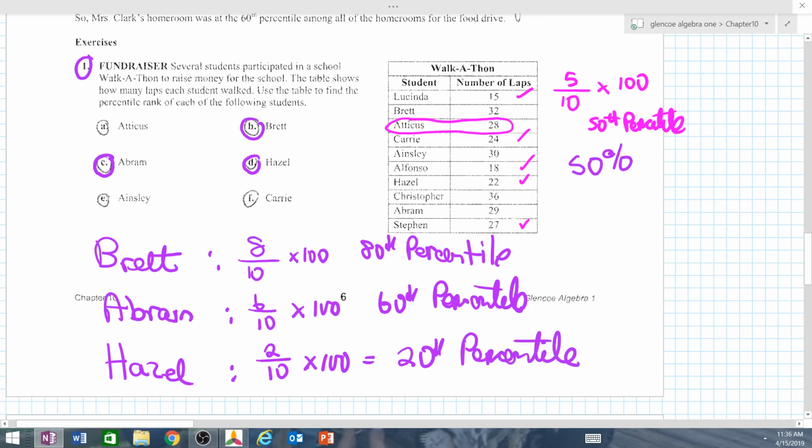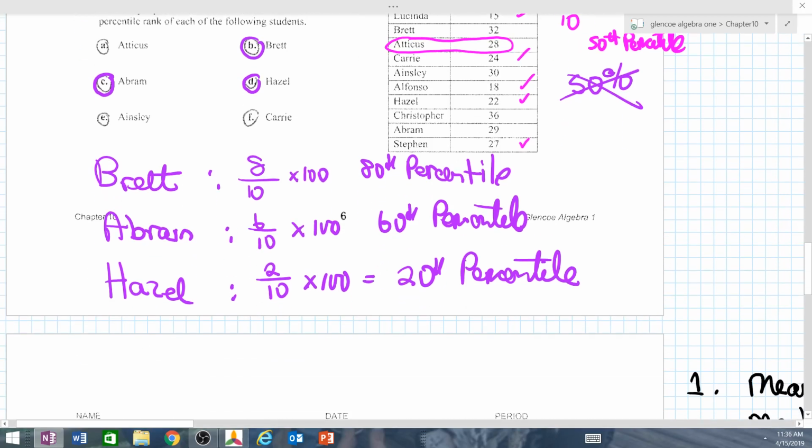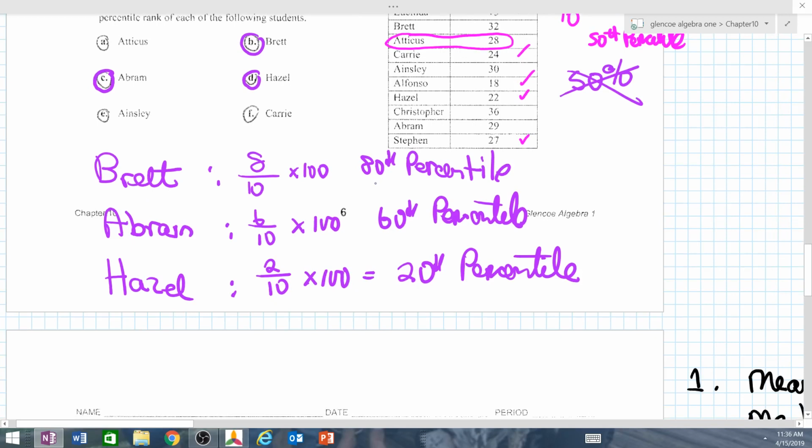Okay. Anybody have any answers for me? What did you get for Brett in the back? 80th percentile. Somebody for Abram. What did you get for Abram? 60th percentile. And for Hazel. Yes. Good. Okay, let me stand corrected because I want us to be accurate. Instead of leaving it as a percent, we're going to say percentile. So Brett is the 80th percentile. Let's not record it with the percent sign. Did everyone hear me? Okay, no. 80th percentile, 60th percentile, and 20th percentile. Write the word out. Does anybody have a question?